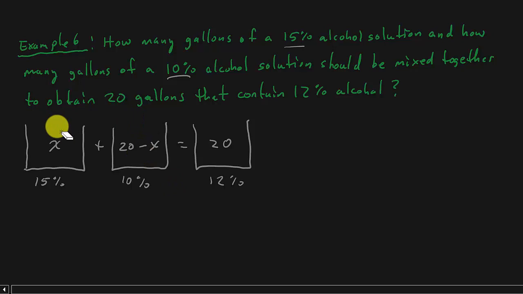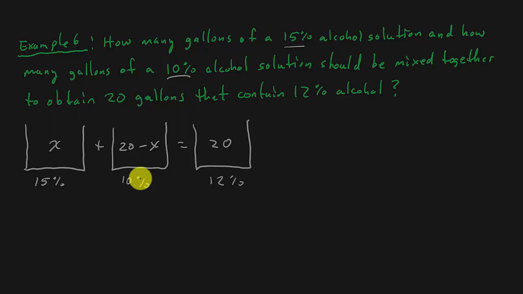Now, why didn't I let X be the number of gallons in the 10% alcohol solution? Well, I could have. You could have done that. I just chose to let it be the 15%. No particular reason, I guess, maybe just because it was the first one. All right, so now let's go ahead and set up our equation.